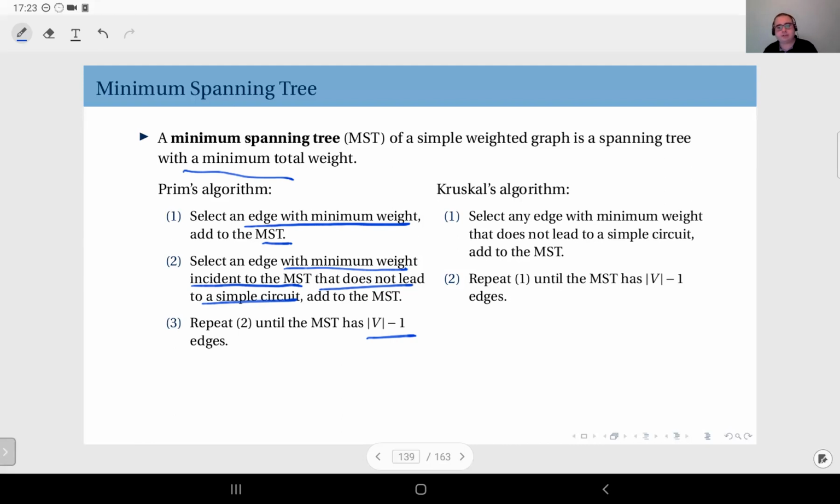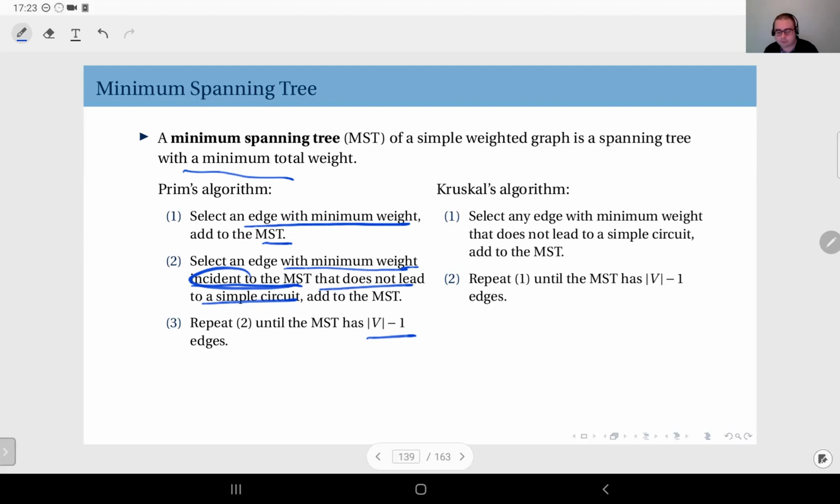And when it comes to Kruskal's algorithm, the main difference is that Prim's algorithm builds the minimum spanning tree by keeping the tree always connected. You see, the minimum weight edge incident to the minimum spanning tree is selected at each iteration.